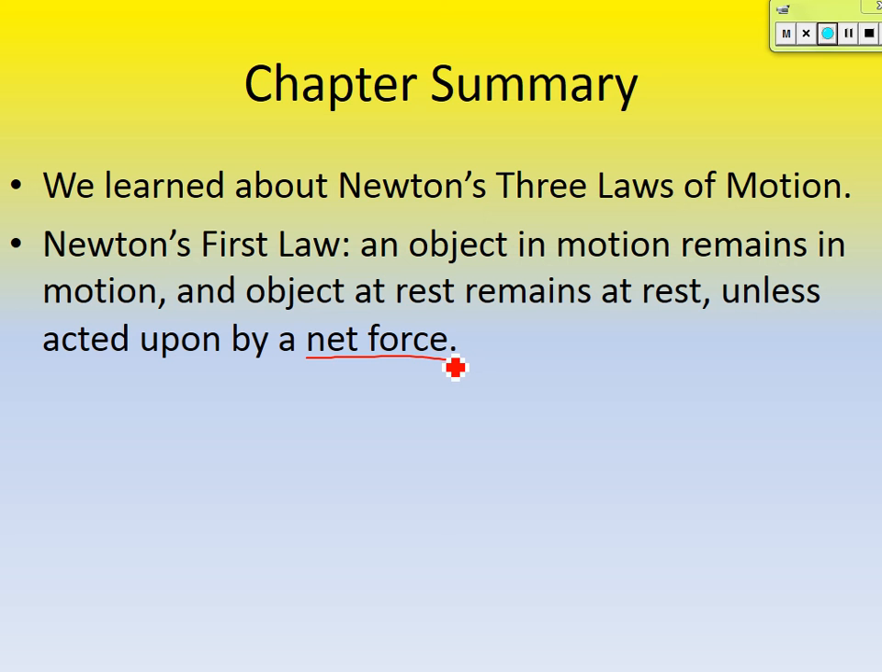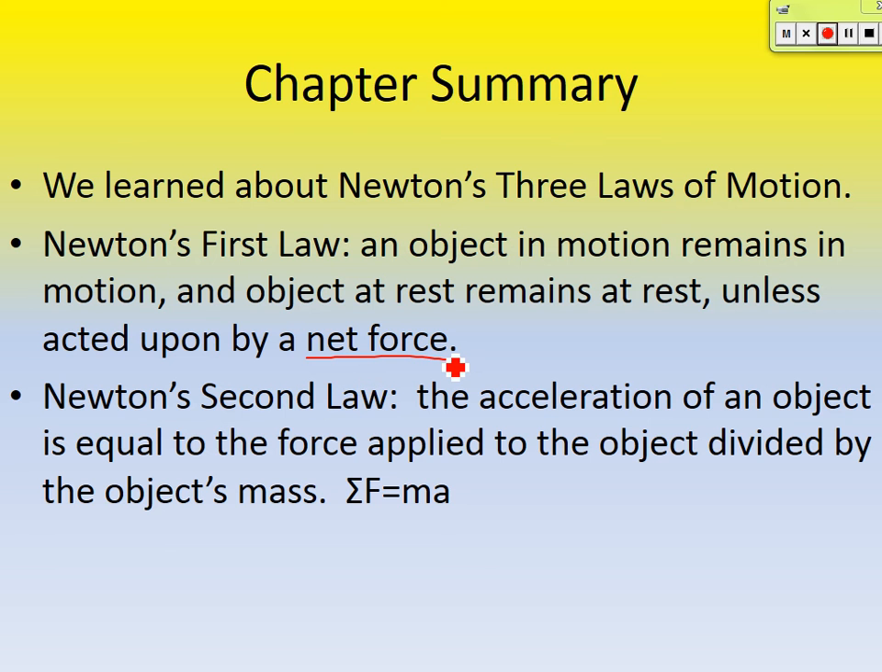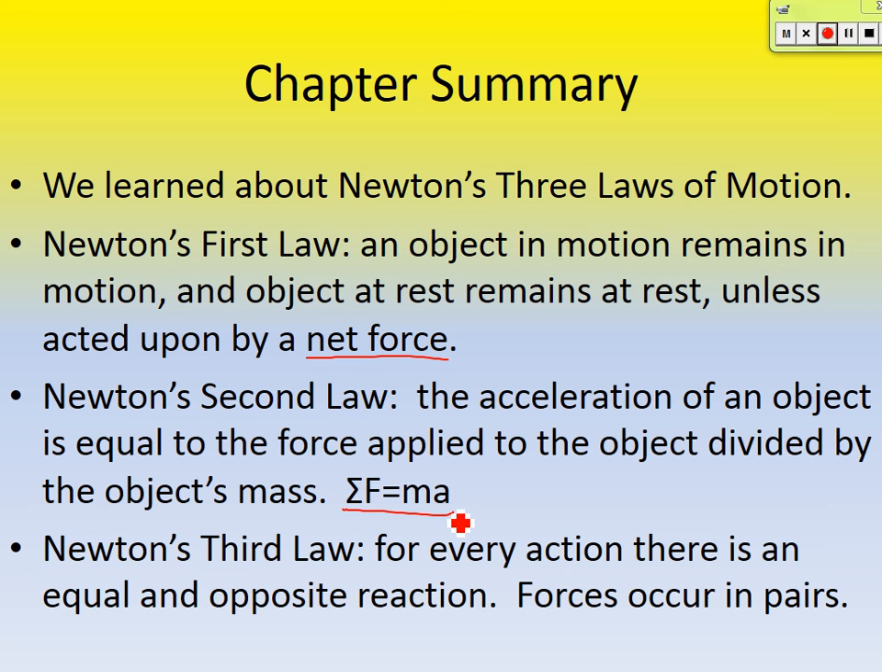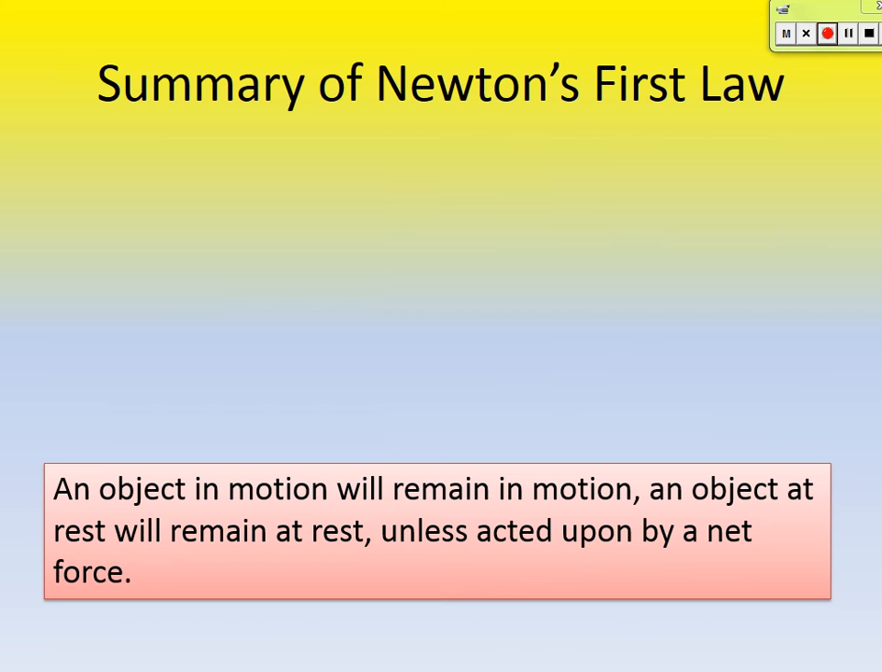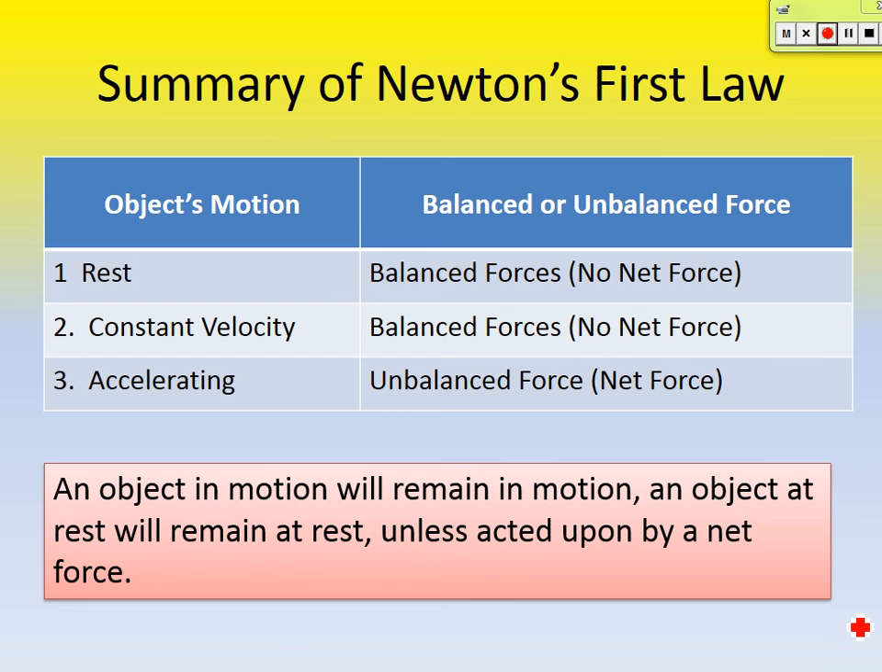If there's a net force, what's going to happen? It's going to accelerate, and that's Newton's second law. So force equals ma is Newton's second law. And we just talked about the third law: for every action there's an equal but opposite reaction, and forces always occur in pairs. Okay? So I've got some slides here to summarize that. You're supposed to fill out this table on your guided notes. Let me give you a second to do that.